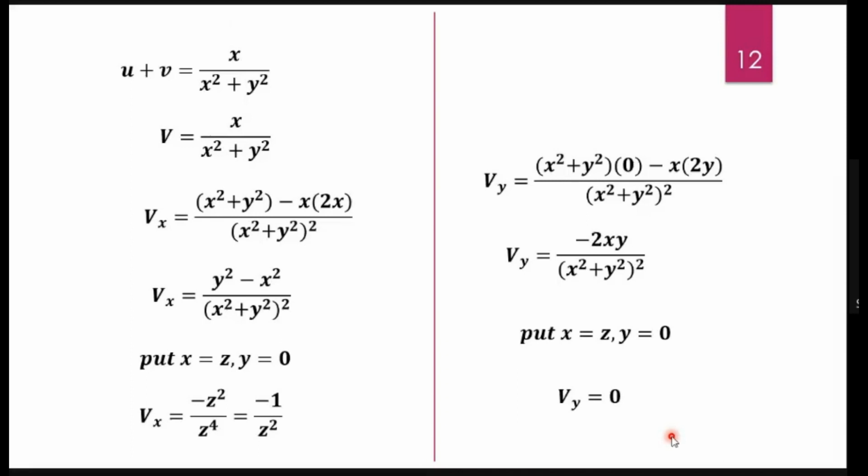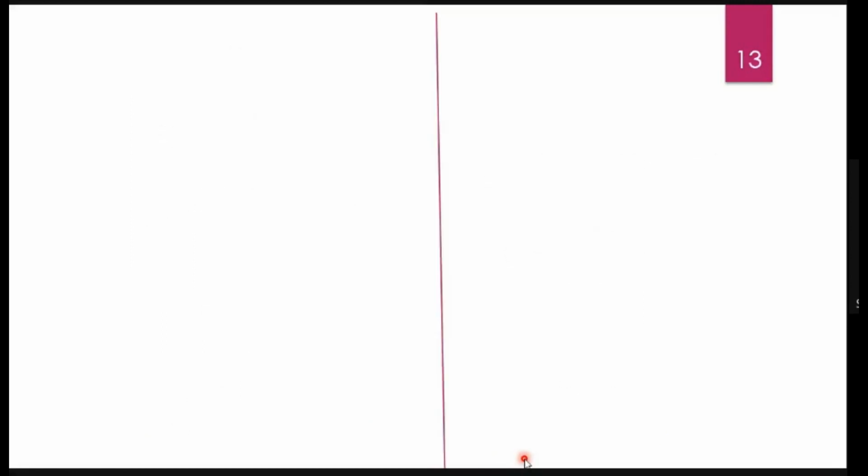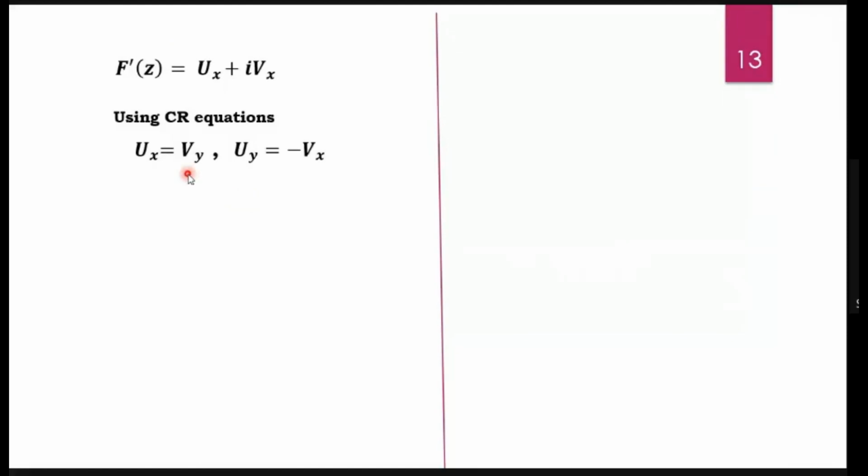That is only important. So, Vx is minus 1 by z square, Vy is 0. Substituting everything in capital F dash of z. Now we know Vx and Vy. Ux is not known to us. So we have to use CR equation and replace Ux by capital Vy. So replacing Ux by capital Vy, F dash of z will become Vy plus I into Vx.